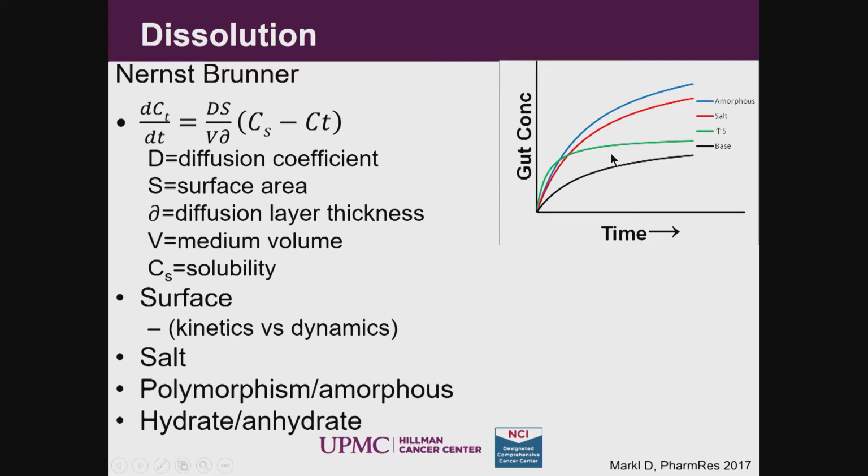Other ways of impacting the dissolution process is to formulate a compound as a salt. This increases the solubility, so you get to higher total concentrations, and of course the rate therefore increases as well. If you note here, the change in concentration, this rate, is directly proportional to solubility. Higher solubility, you get there quicker as well.